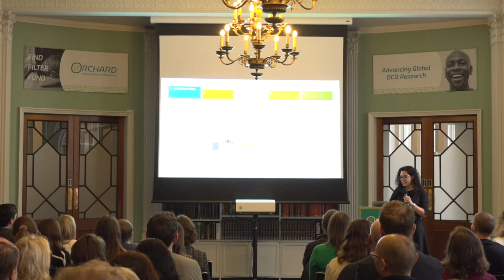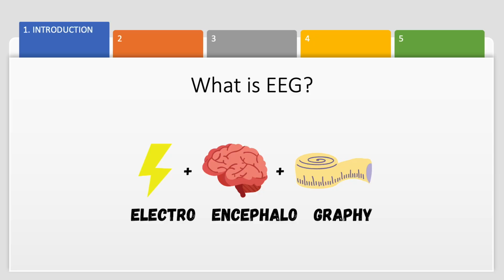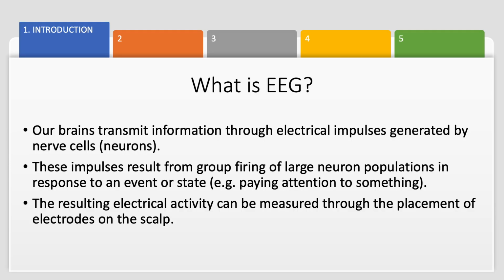So, what is an EEG actually? I broke down the word here for you. Electro, which of course has to do with electricity, encephalo, which is basically your brain, and graphy, meaning measurement. So this is the measurement of brain electricity, brain waves. But how do we have electricity in the brain, you ask? Well, our brains transmit information through electrical impulses that are generated by nerve cells or neurons.